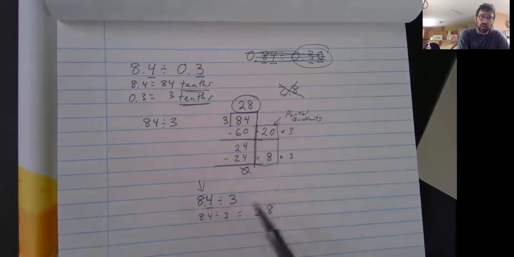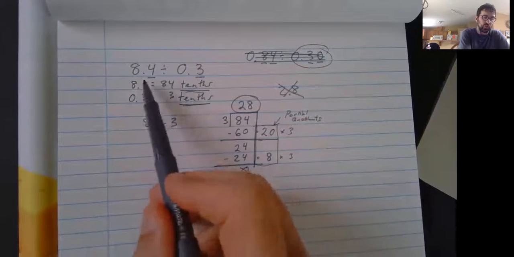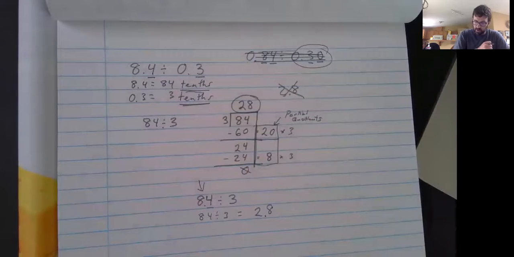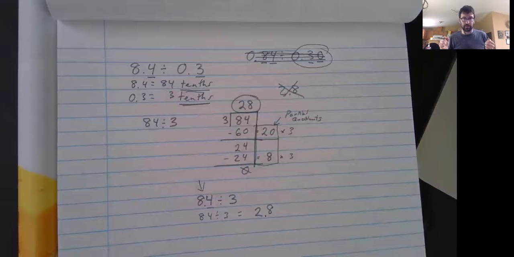So don't let that confuse you. You need to pay attention to what the values are. Okay, super important. So that's probably one of the biggest potential common mistakes kids are going to have.